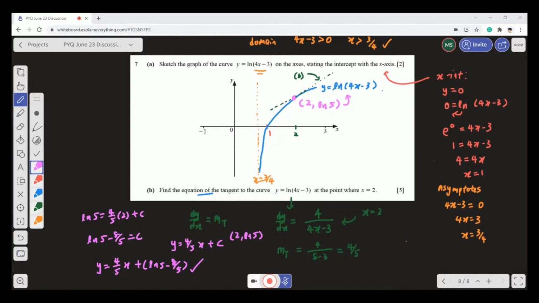Teacher, can I know how you get the coordinates? Like for ln 5, the y. Oh, you mean how I get ln 5? I substitute into the curve, because the coordinate is on the curve. Okay.